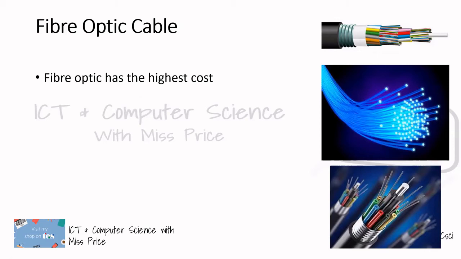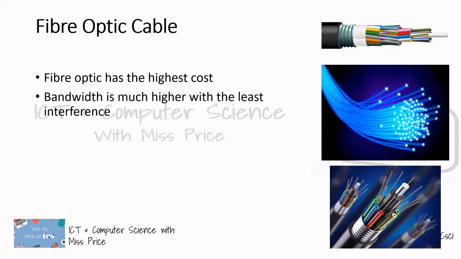The problem is that fibre optic has the highest cost. But the bandwidth is much higher with the least interference, so it's excellent there. And there's less need for repeaters. But the problem is that obviously it hasn't been around for a long time, so it is a higher cost, and we don't know a lot about it at the moment.